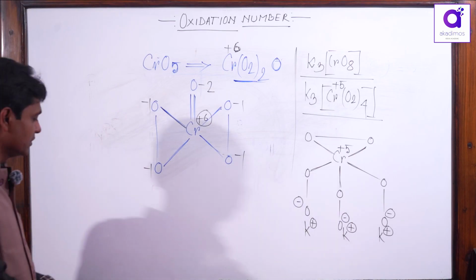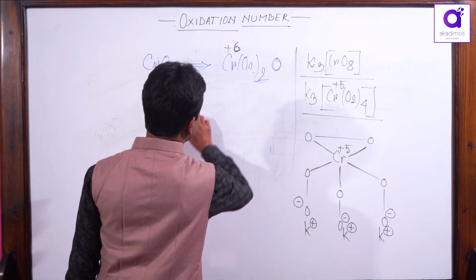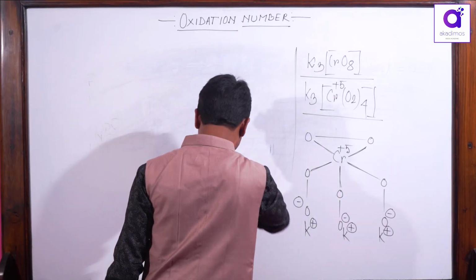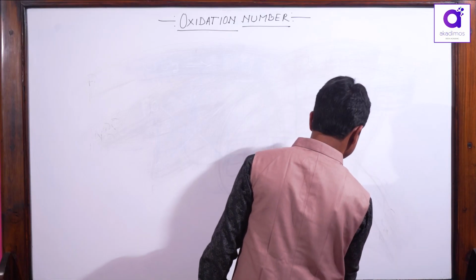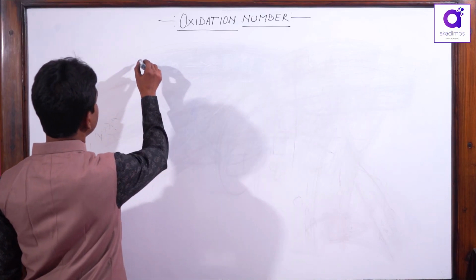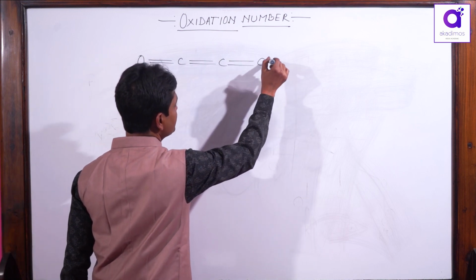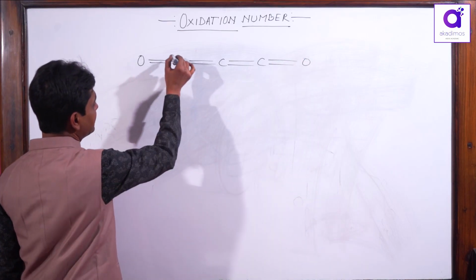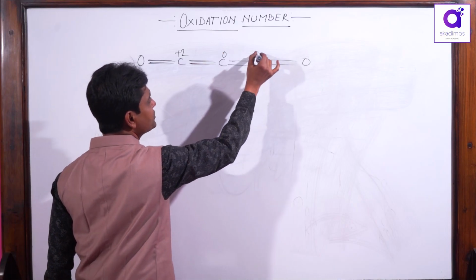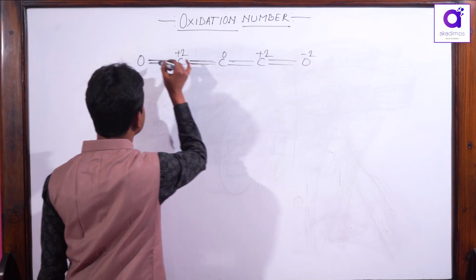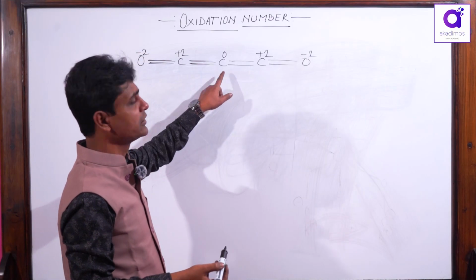I'll take another example from which you will get the oxidation number of different atoms from their structure. Carbon suboxide, C3O2. The structure is C double bond C double bond C, with double bonds to O. Due to these bonds, the terminal carbons are plus 2, the middle one is 0, and the oxygens are minus 2. Very simply you got it. From the structure it is very clear: 2 carbons with plus 2, and the middle carbon is 0.